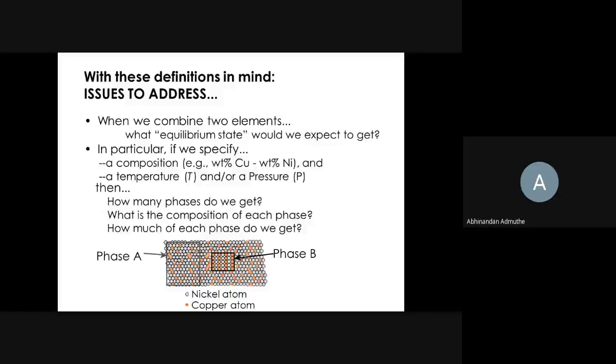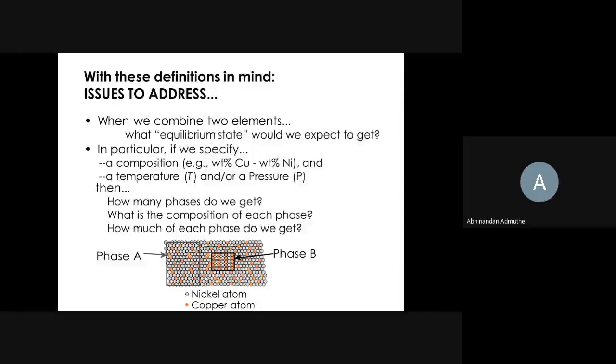If you see this example, nickel and copper. So this is the nickel atom and this is the copper atom. If we combine nickel and copper atoms, obviously it is a complete solid solubility. And we get two phases, phase A and phase B. Phase B is different and phase A is different. So how many phases do we get? We have got two phases here.